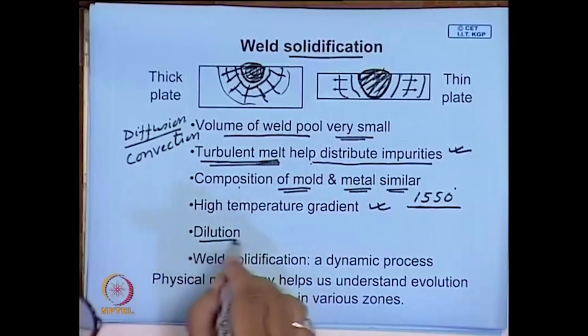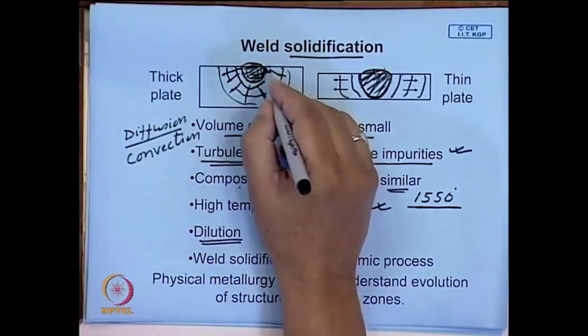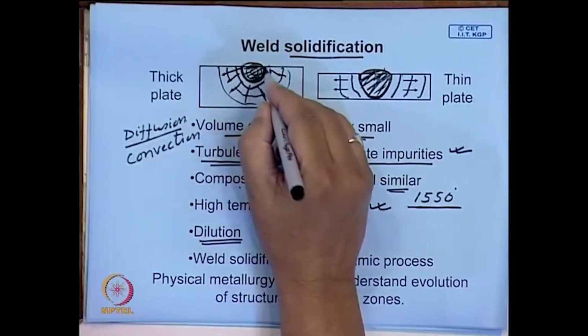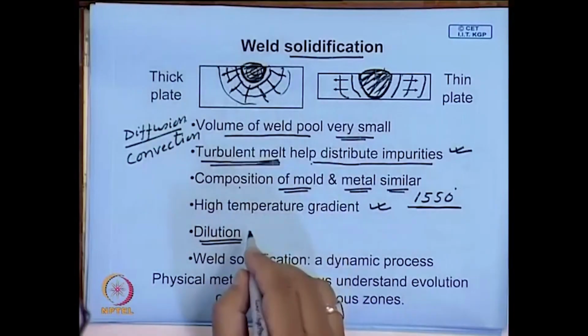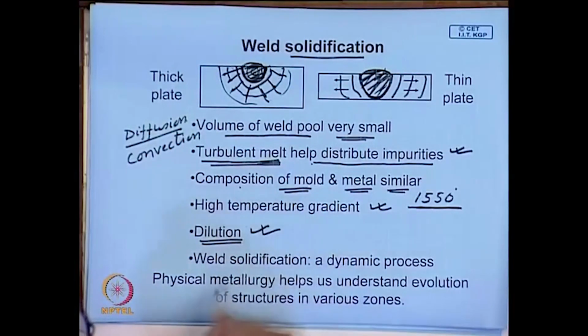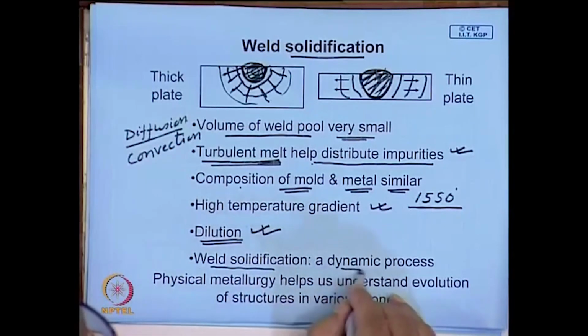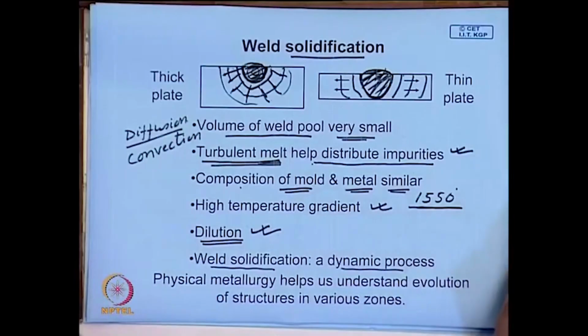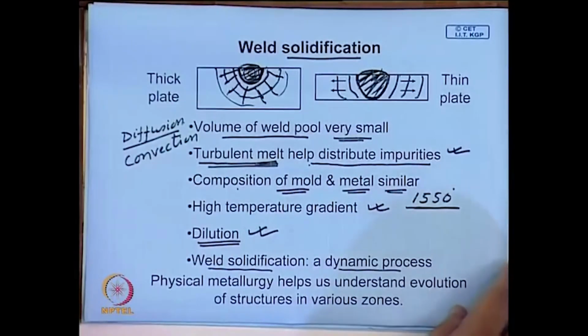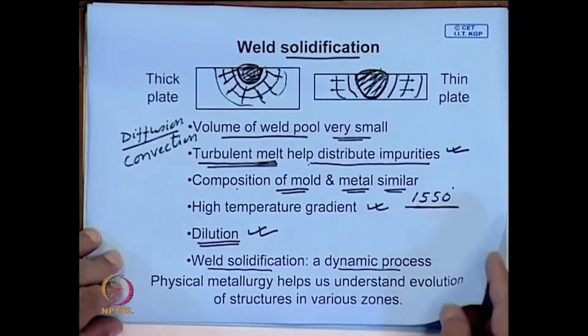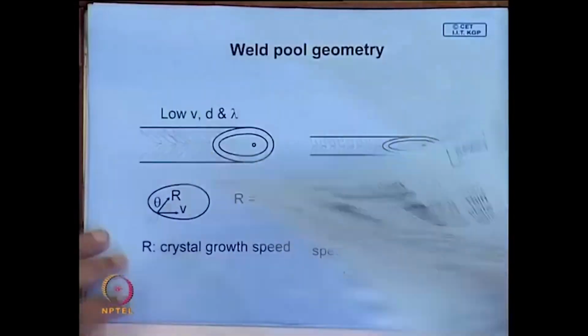Now, dilution is also an important factor. A part of the metal which melts mixes with the weld pool, and this is also quite important in forming good bonding. Weld solidification is therefore a dynamic process, and the physical metallurgy we have learned does help us in understanding the evolution of structures in various zones in a welded component.